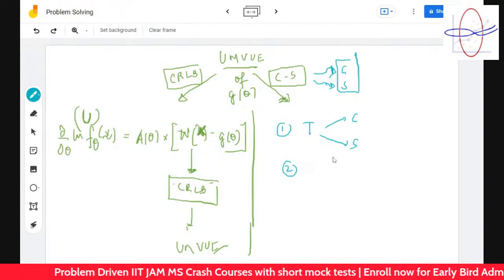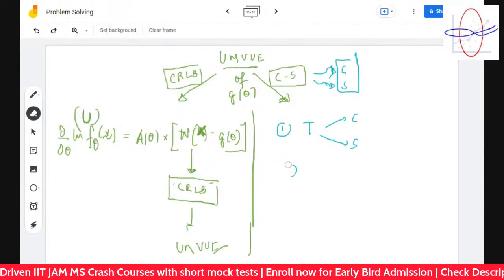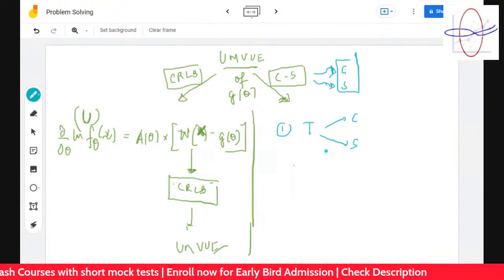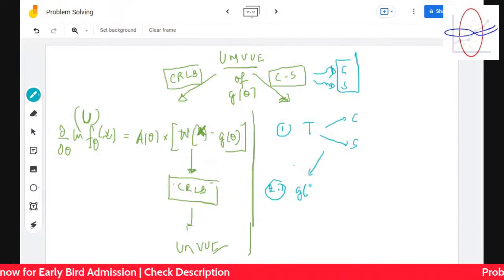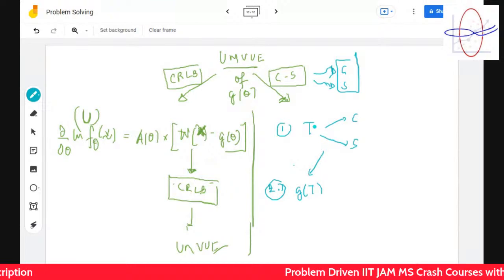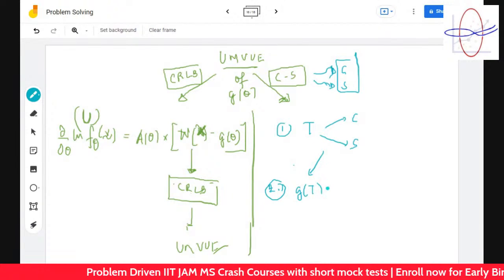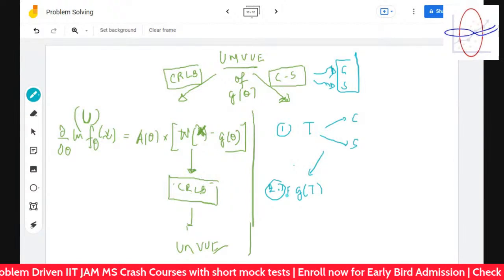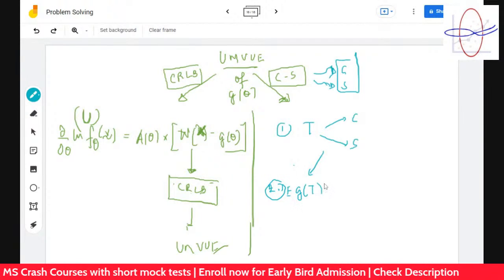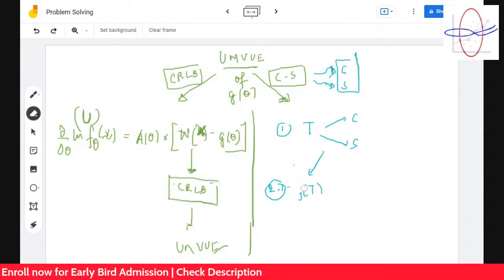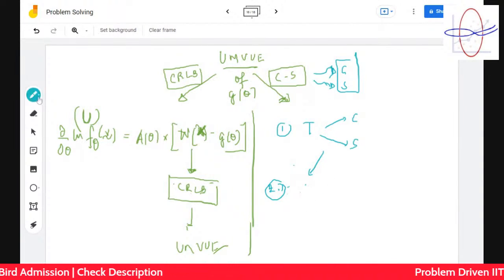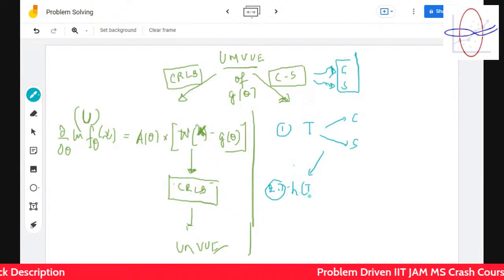So you try to see whether there exists a small, easy transformation, like multiplying by a constant or adding a constant, such that the expectation of h of T is unbiased. So you try to find an h of T which is unbiased. So one way is small, easy transformations.